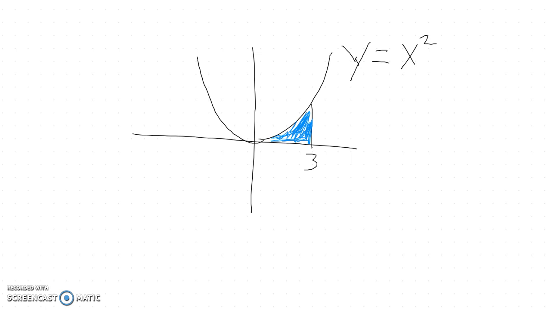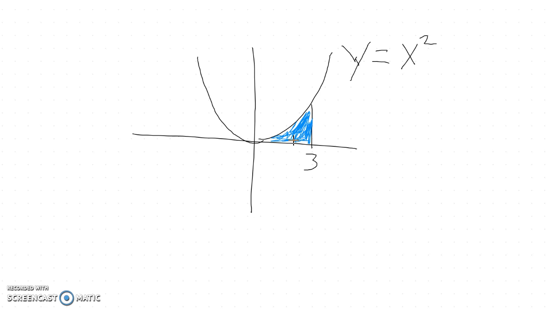First, you need to know what they're talking about. Finding the average value means finding the average y value of a function in a given range. So, for example, in this particular situation, the average value in this area from 0 to 3 of the function y equals x squared is the average height here. The average value, again, is the average y value, which is the average height.